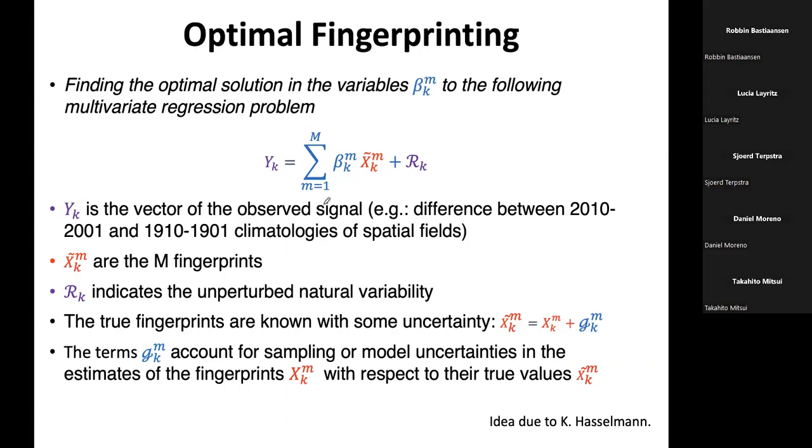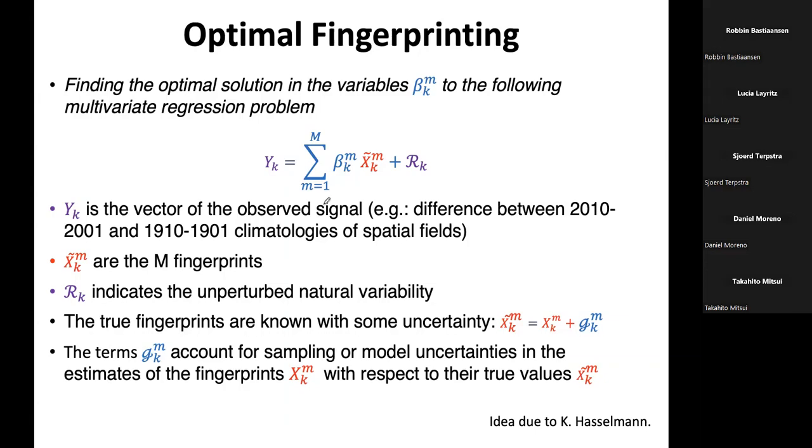Beta are the regression quantities, basically, and R is the natural, unperturbed natural variability. This is how things are customarily done. So these X are basically, in a statistical mechanical sense, the expectation value of the change in the signal that we are interested in due to one of these M assumed causes, which could be increase in greenhouse gases, volcanic activity, land surface, methane, aerosols, and so on.